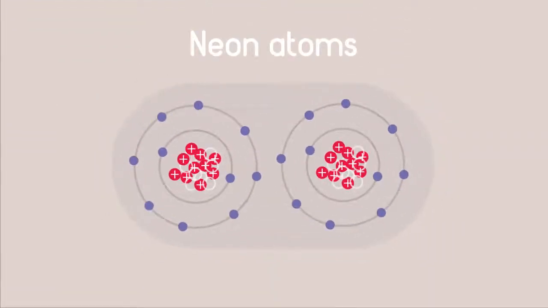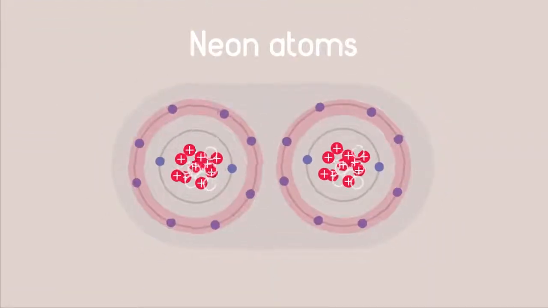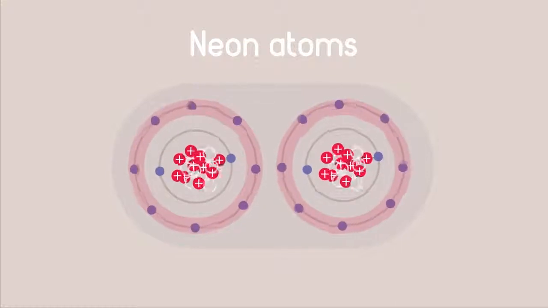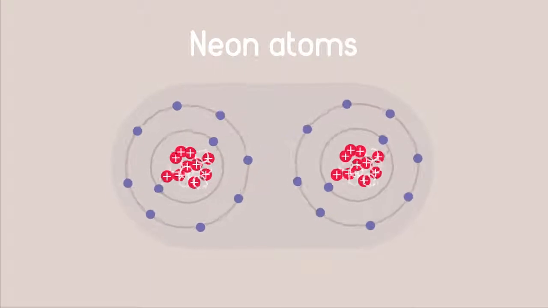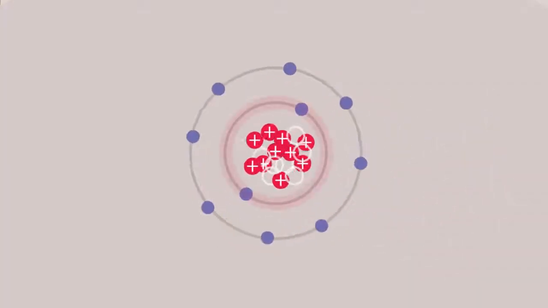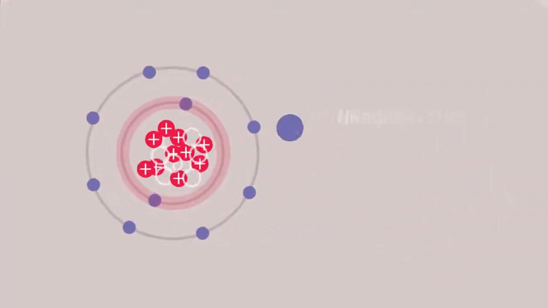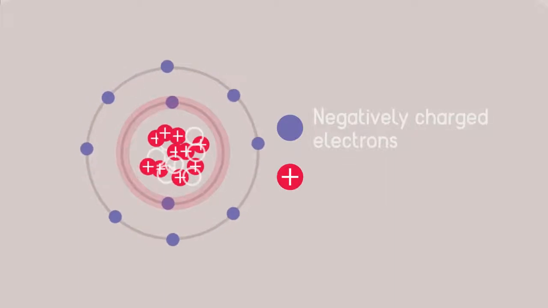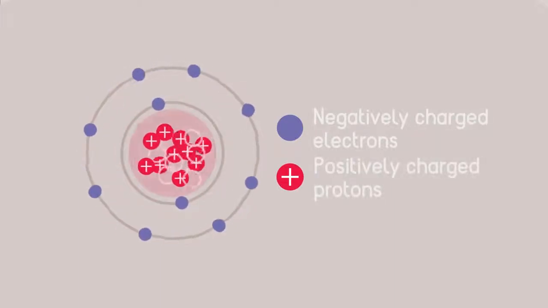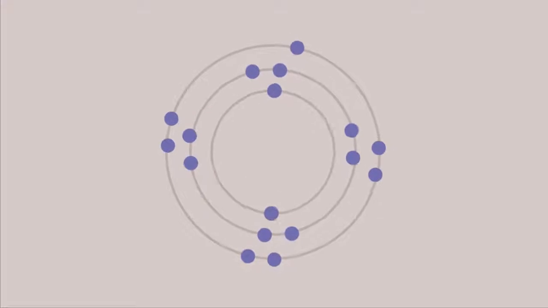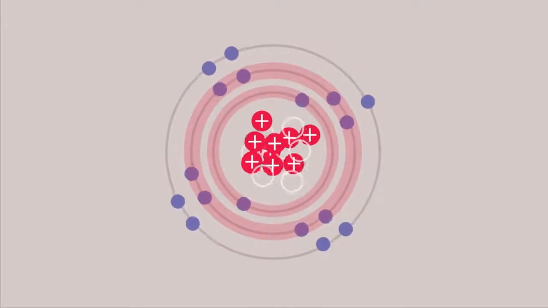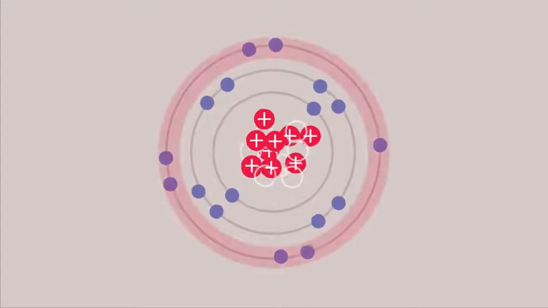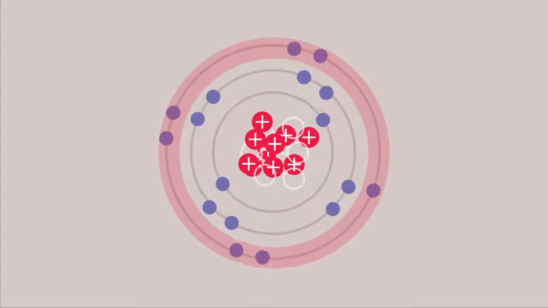Atoms bond if there is space in their outer electron shells for more electrons. Thus, the noble gases with their full outer shells don't easily form bonds. In an atom, the inner complete shells of negatively charged electrons are held tightly by the positively charged protons in the nucleus. However, these inner electrons will shield some of this nuclear charge from the electrons in the outer shell, which will only feel this excess charge.